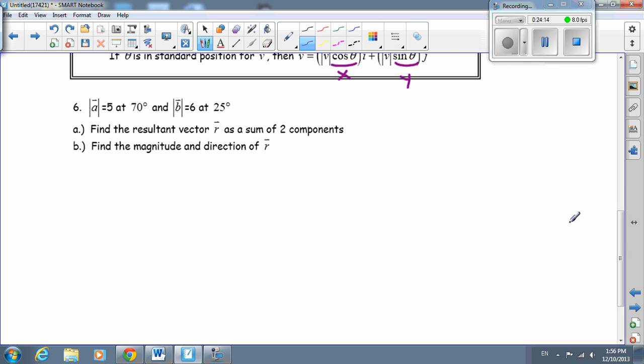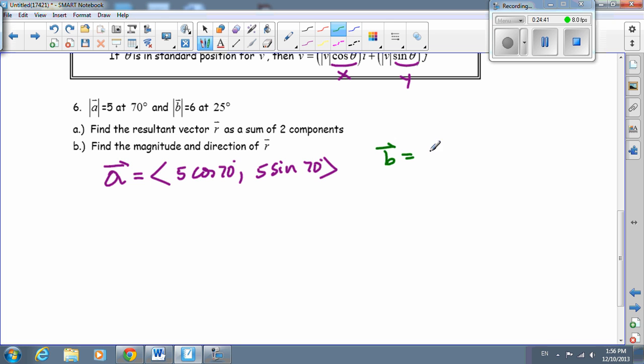All right, on number 6, I have A equal to 5 at 70 degrees and B equal to 6 at 25 degrees. To write the coordinates of A, I would say A is equal to 5 times, because 5 is the magnitude, cosine of 70 degrees, comma, 5 times the sine of 70 degrees. I can do the same thing for B and say B is equal to 6 times the cosine of 25 degrees and 6 times the sine of 25 degrees.